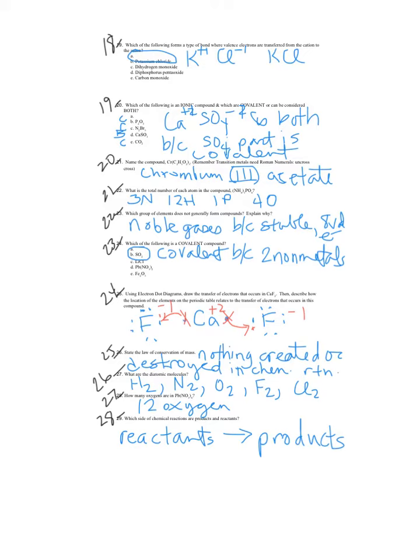Total number of atoms in the compound. Any subscripts outside the parentheses will multiply times the subscripts inside the parentheses. So there are 3 nitrogens, 12 hydrogens, 1 phosphorus, and 4 oxygens.